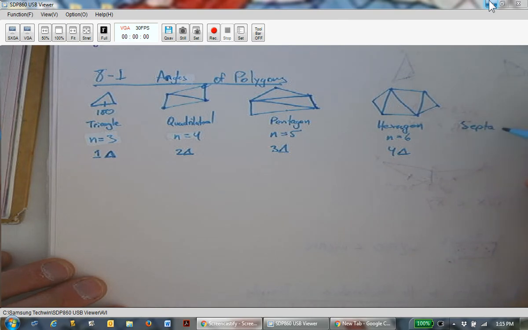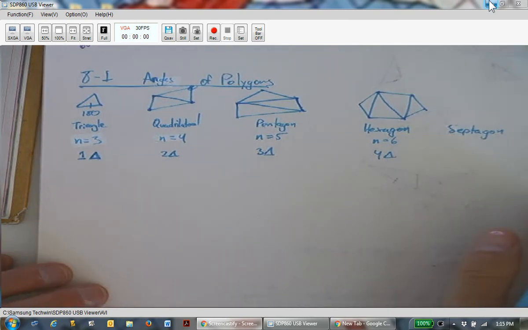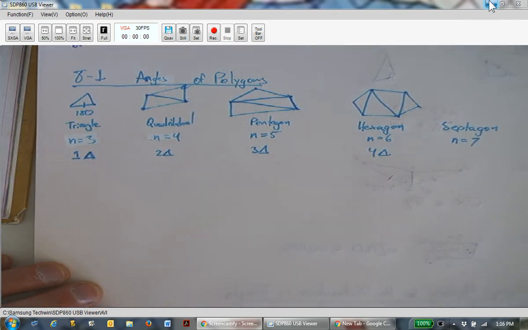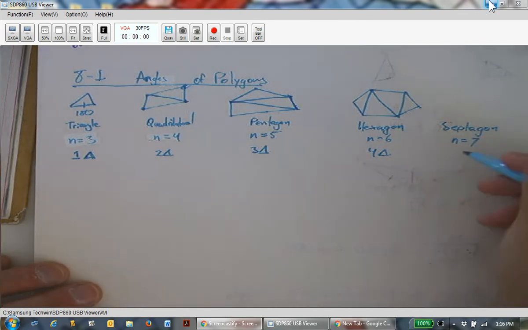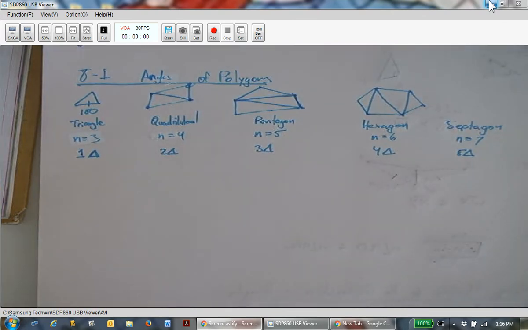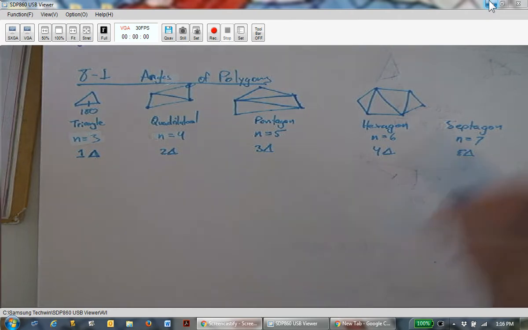You might have heard of septagon. You don't have to draw a 7-sided shape. We don't even have to draw it. But what do you think? That's 7 sides, right? How many triangles do you think will be in there? 5. Yeah. In fact, do we have a weird pattern going on? What can you tell me about the relationship between the number of sides and the triangles? What does it look like is happening right now?